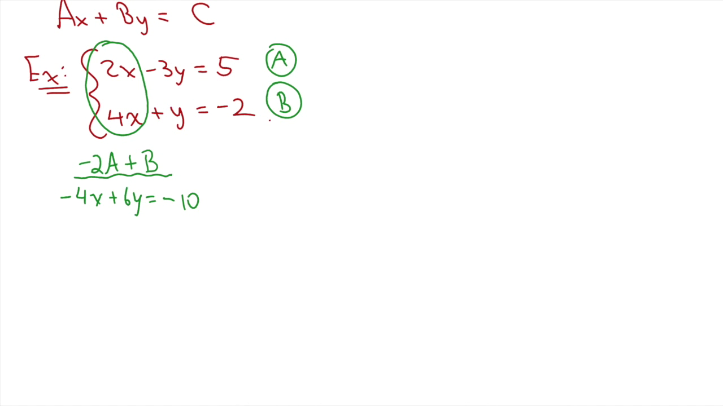But most people forget to multiply the other side by -2. So they'll write -4x plus 6y equals, and they'll leave the 5. So be careful, you have to multiply all the way across.